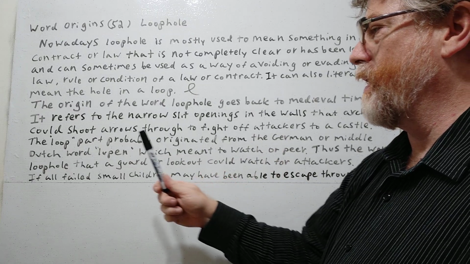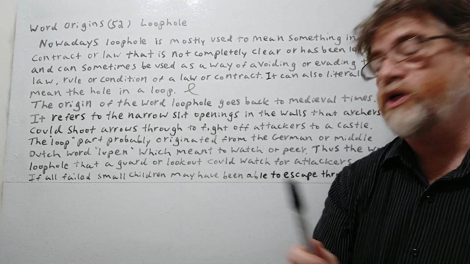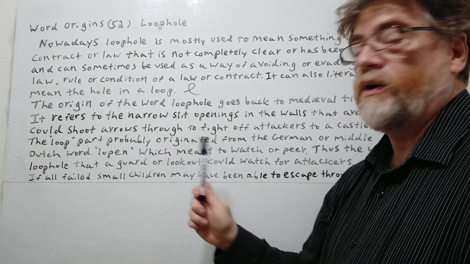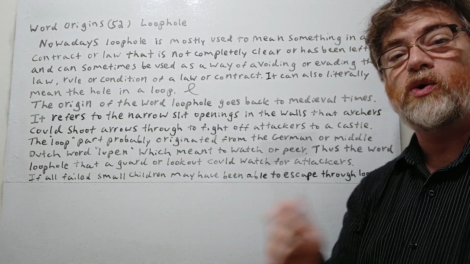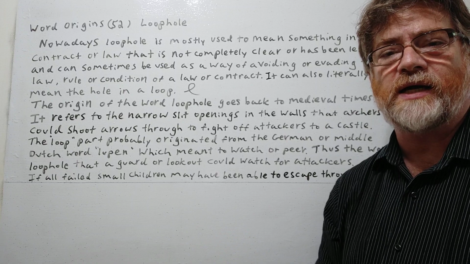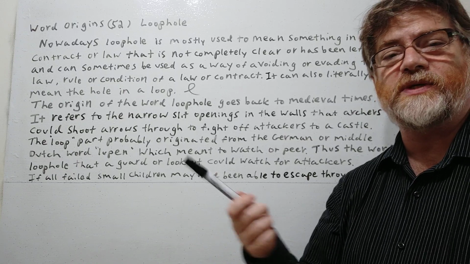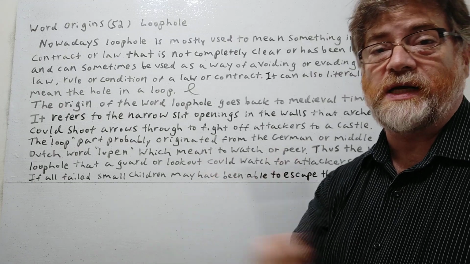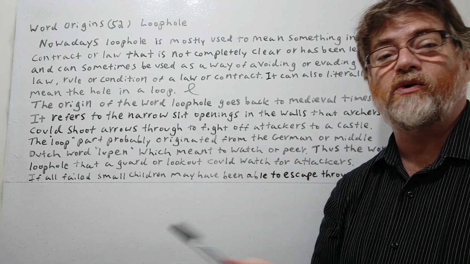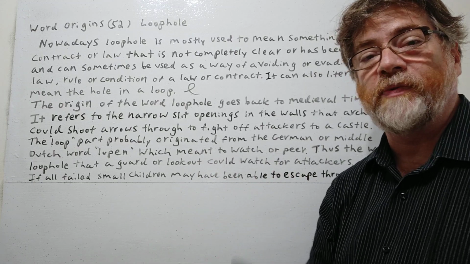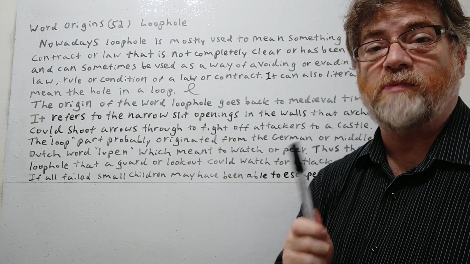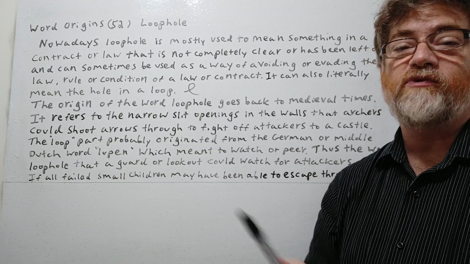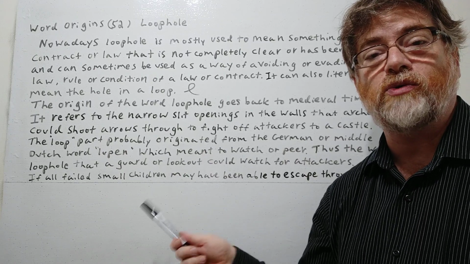Okay. The loop part probably originated from the German or Middle Dutch word lopen, which meant to watch or peer. So even when they weren't being attacked, if the king and queen were at the castle, or sometimes everybody lived in that whole area, the whole community, maybe several hundred people, there might be somebody whose job was to be a guard or a lookout. They would be looking through those. And of course, if attackers came, it was a good place to shoot arrows through.